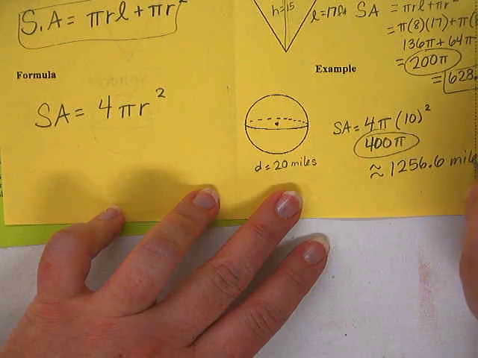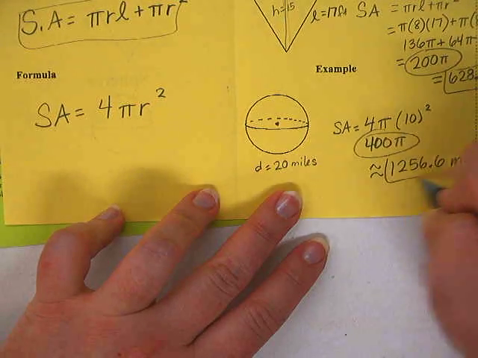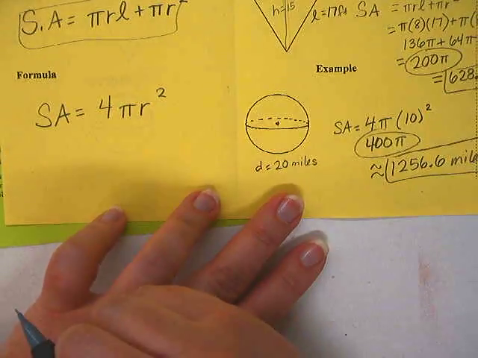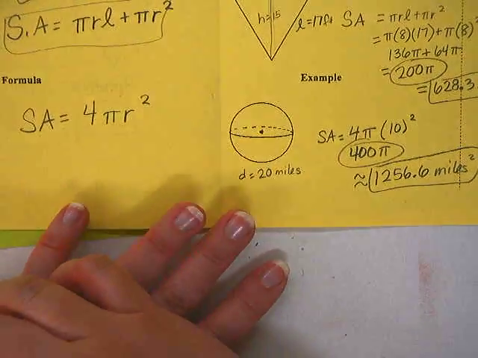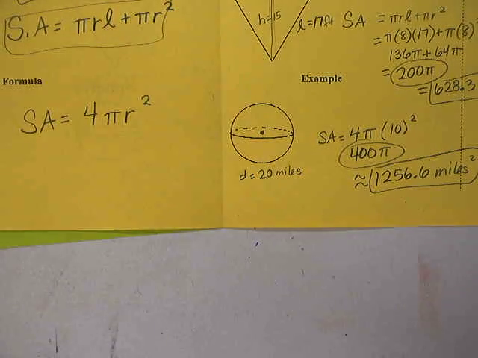You could multiply that out. 1,256 point, I wrote 0.6. Does it round up to 7? It might. Mine might be wrong. So square miles.